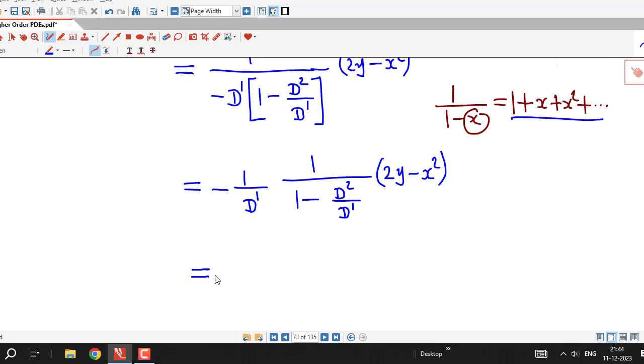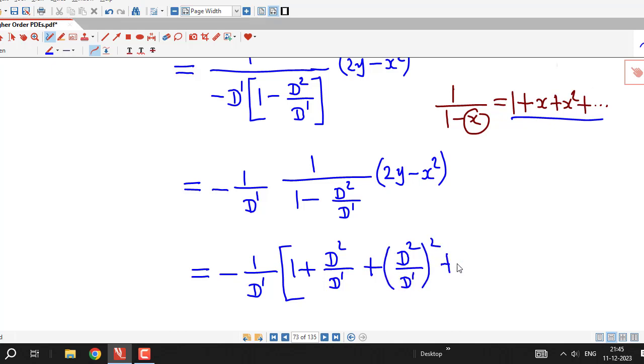So now we are applying the binomial theorem. We are writing this in infinite powers of D and D'. So now I am writing this as 1 plus, instead of x, D square over D'. Then in the next step I have to take the square of D square over D', and this will continue, and the right hand side is 2y minus x square.